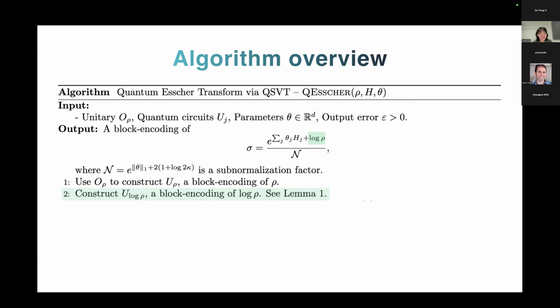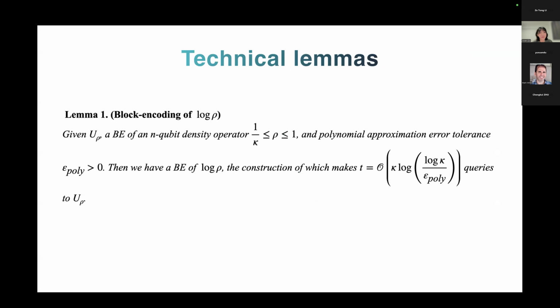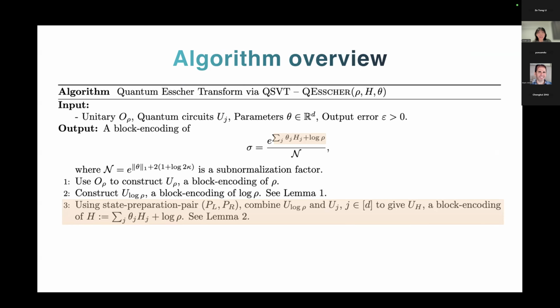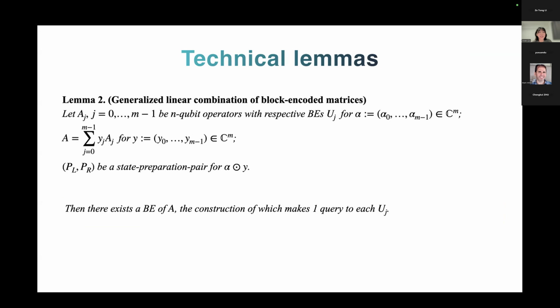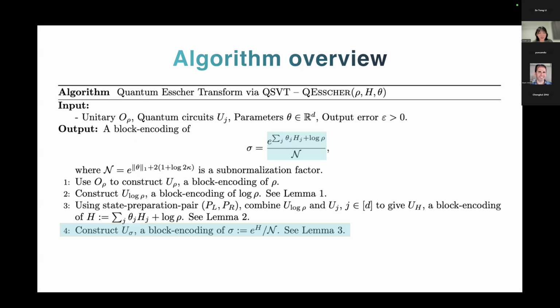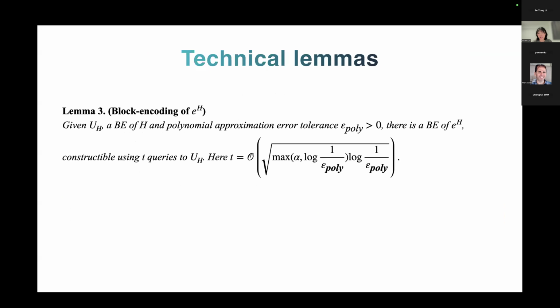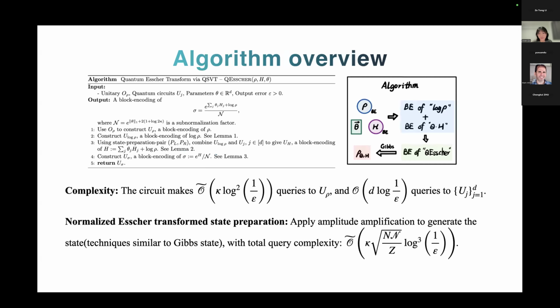The first step is we use the block encoding of rho to construct the block encoding of log rho, which is a polynomial function of rho, based on lemma 1. Secondly, we use the state preparation pair to construct a linear combination of sigma times rho plus log rho, based on lemma 2, the generalized linear combination of different block encoding matrices. And finally, we can construct the block encoding of the subnormalized Esscher transform state, which is the exponential of the whole matrix we just constructed. So this is the overview of the algorithm, and the complexity is what I just mentioned before.